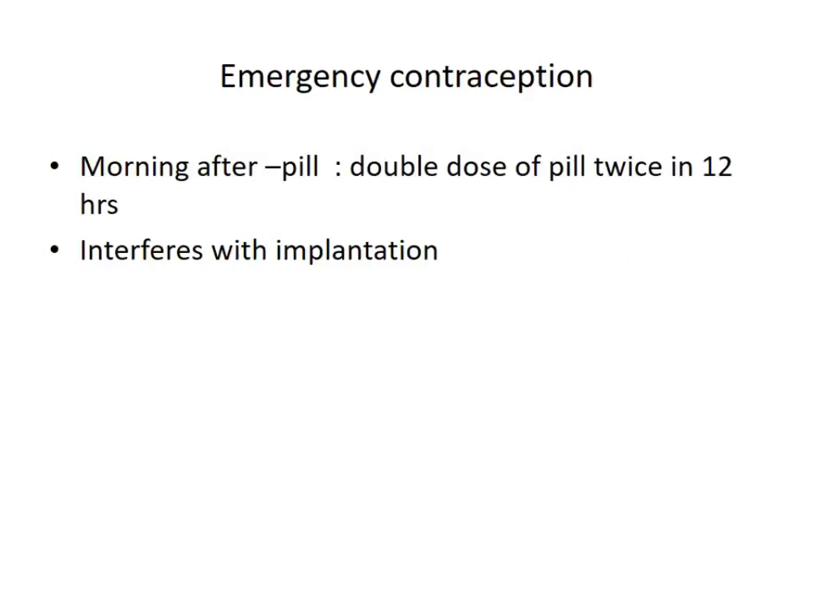Then emergency contraception is the morning after pill. You take a double dose of that pill, and 12 hours later you take another 2 tablets. So that prevents implantation. This is a method for when you think there has been physical contact and you have not used any other way of contraception, or you have forgotten to take the pills, then this is one method which might prevent pregnancy.